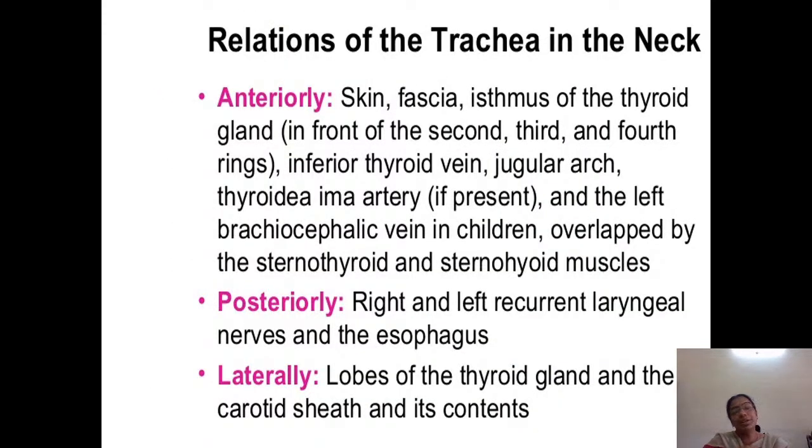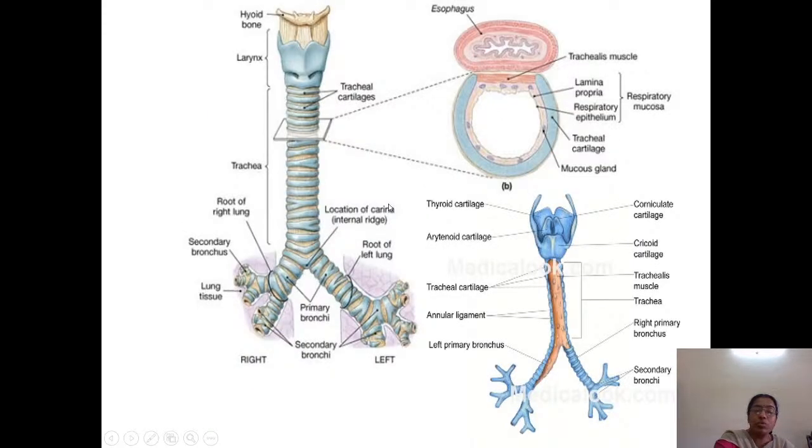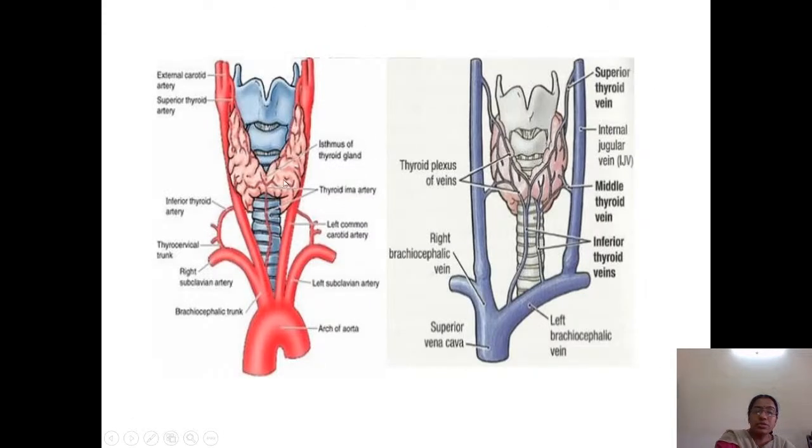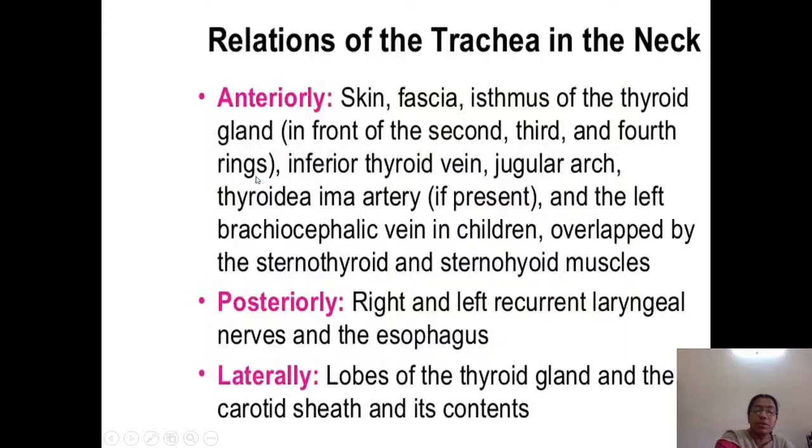Now, what are the relations in the neck and what are the relations in the thorax? Because the trachea extends into both the neck and the thorax. The relations anteriorly are skin, fascia, inferior thyroid, and the left and right brachiocephalic veins. So in the neck, this is the trachea. You can see the right and left brachiocephalic veins on either side, overlapped anteriorly by muscles.